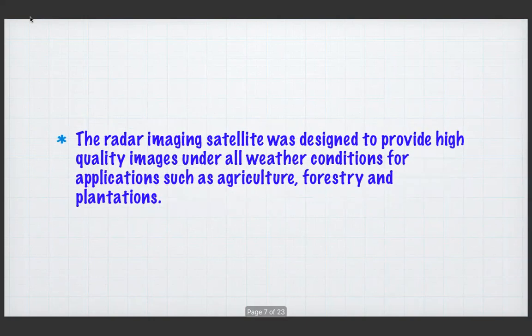One more satellite is the radar imaging satellite, which was designed to provide high quality images under all weather conditions. So in all weather conditions, this radar imaging satellite will provide assistance for applications such as agriculture, forestry, and plantation. You need to understand that the majority of the applications of the satellites launched in LEO will be remote sensing related applications such as agriculture, forestry, and plantation.